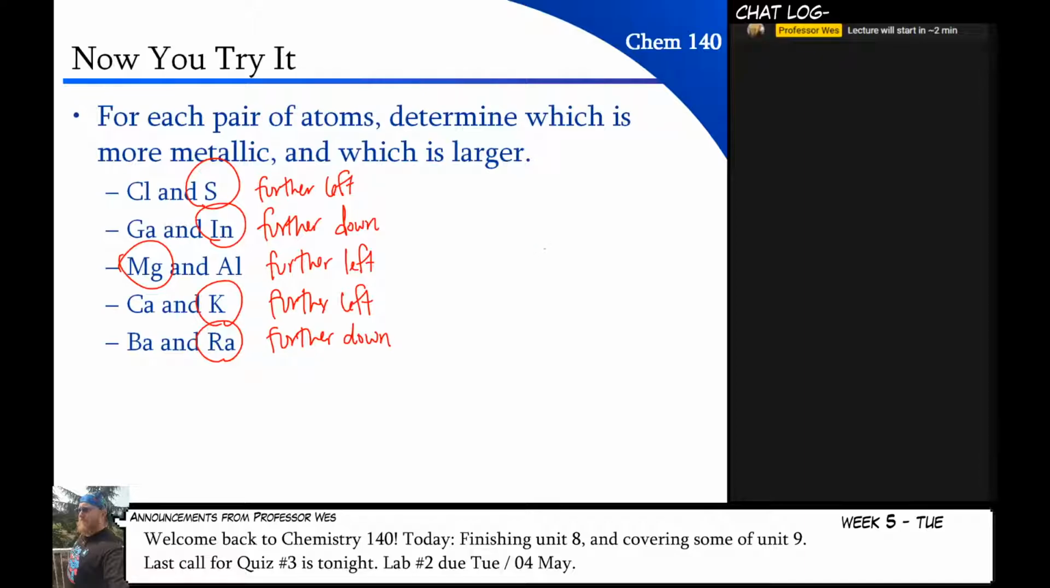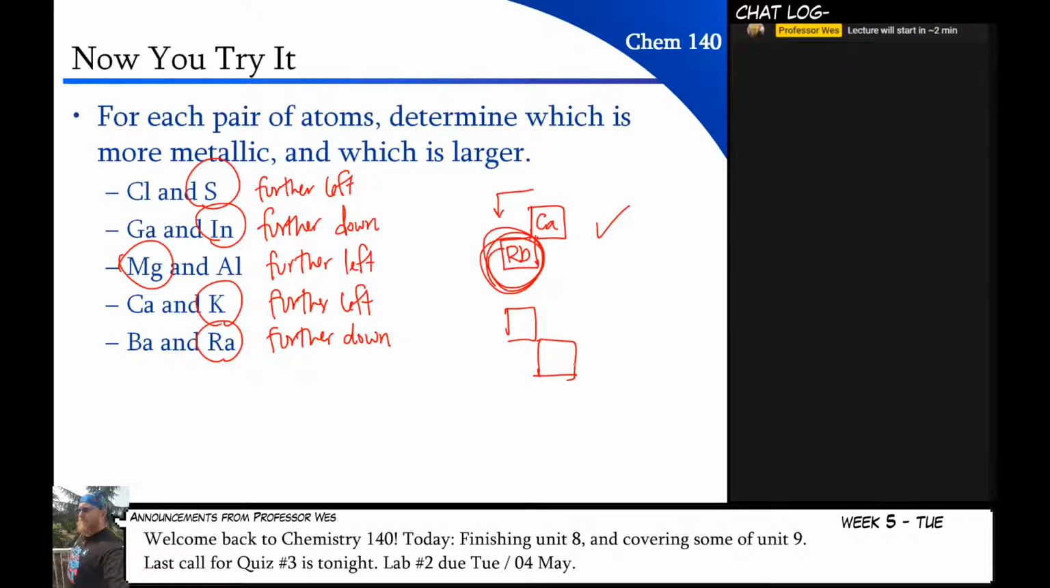So for example, if I did this, here are two elements on the periodic table, calcium and rubidium. Well, obviously, calcium is the smaller of the two, because rubidium is further to the left and further down. So that's an easy answer. But what if I ended up going the other direction?